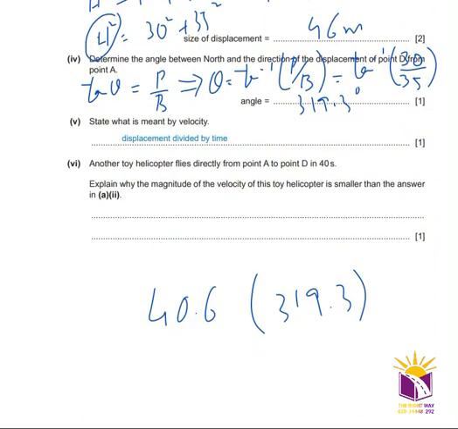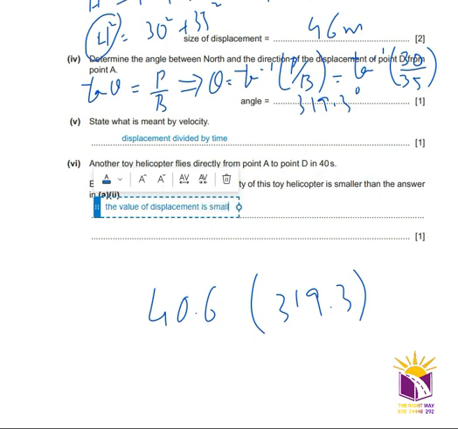So when we are going to find the velocity, as we know that displacement is small, the value of displacement is small and time is the same, so the value of velocity is also small.